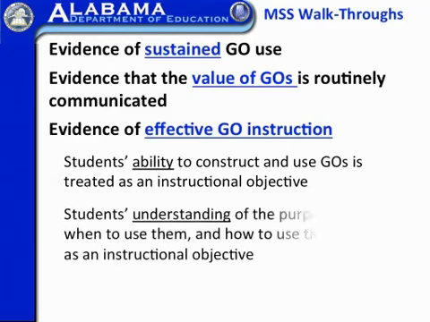So likewise, equally important is that students are understanding the purpose of the graphic organizers and when to use them and how to use them. And that's also treated as an instructional objective.